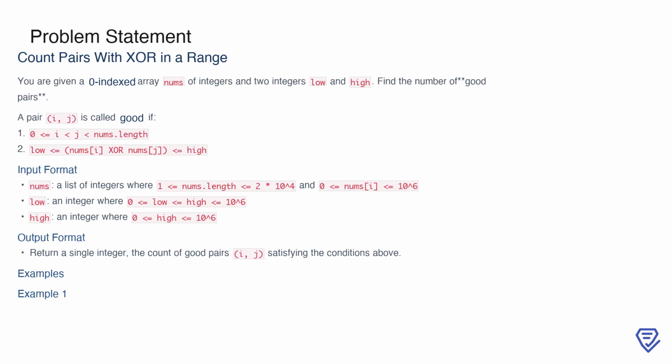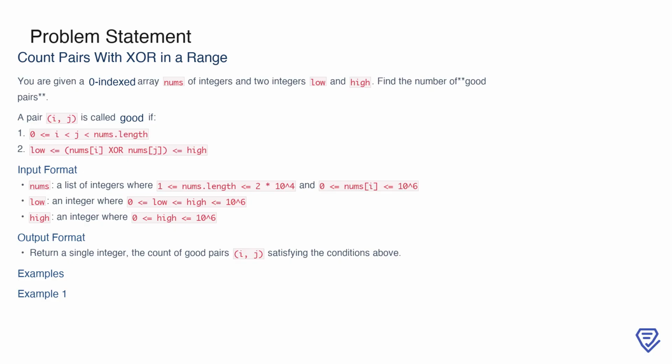In this problem, we are tasked with finding the number of good pairs in a given array. A pair, represented as (i, j), is defined as good if two conditions are met. First, the indices must satisfy the inequality 0 <= i < j < nums.length. Second, the XOR operation between the values at these indices, nums[i] XOR nums[j], must lie within the specified range, [low, high].